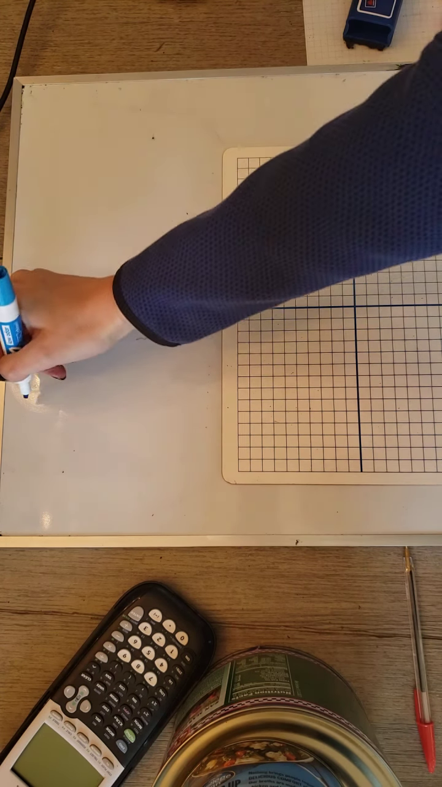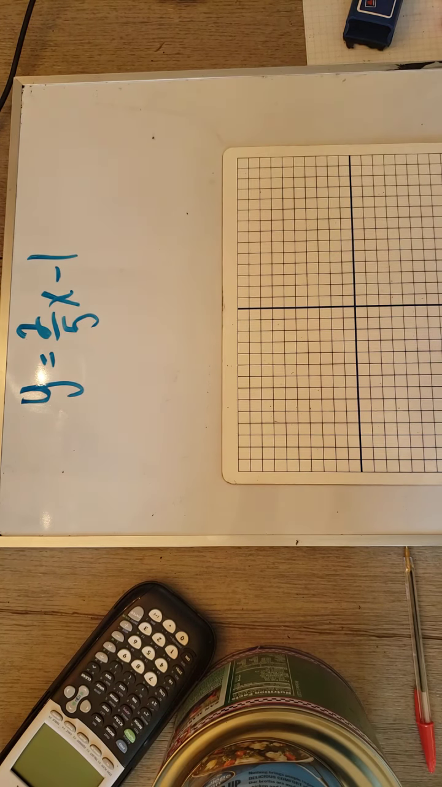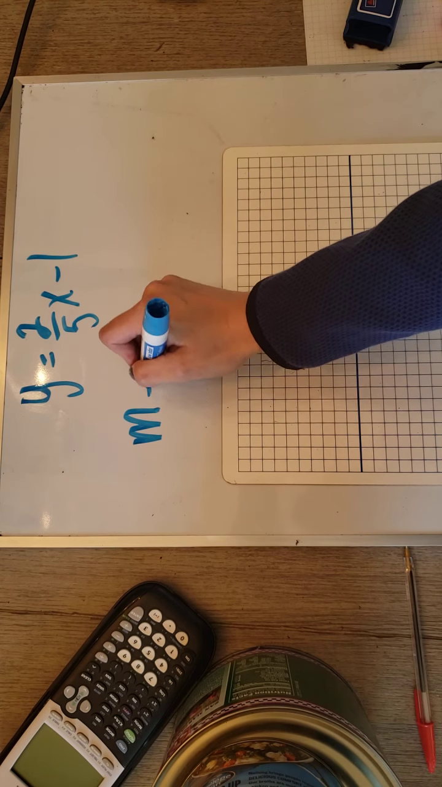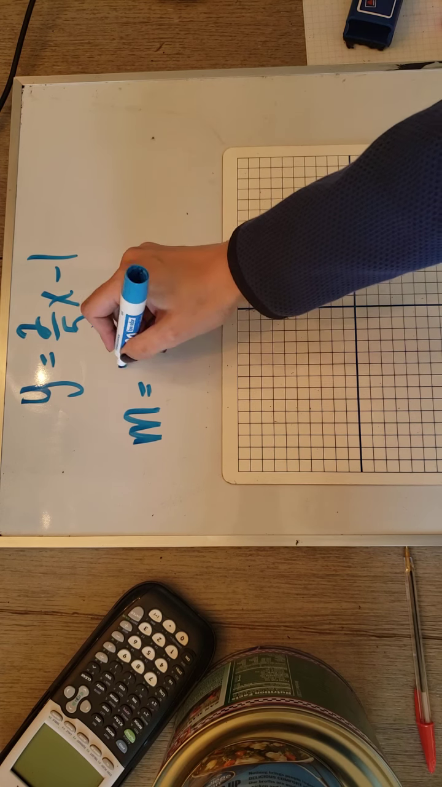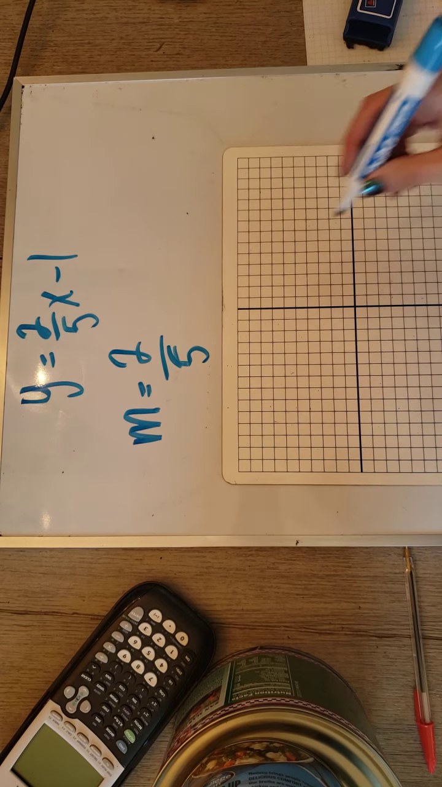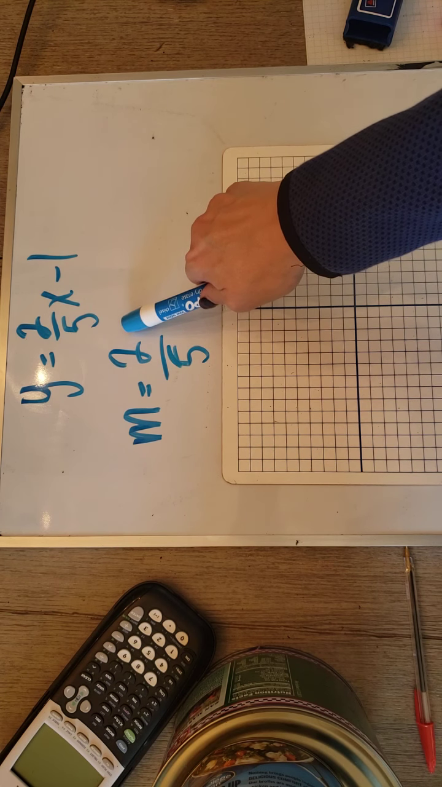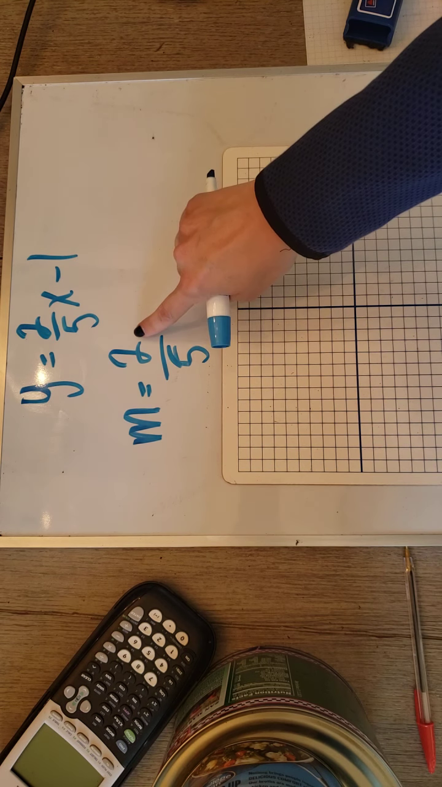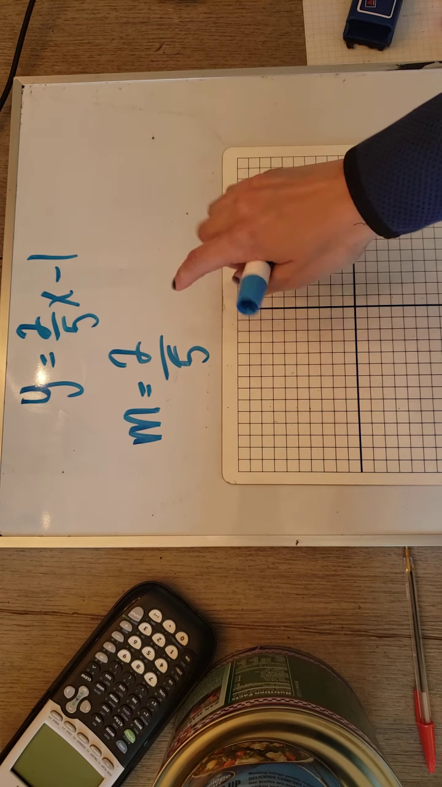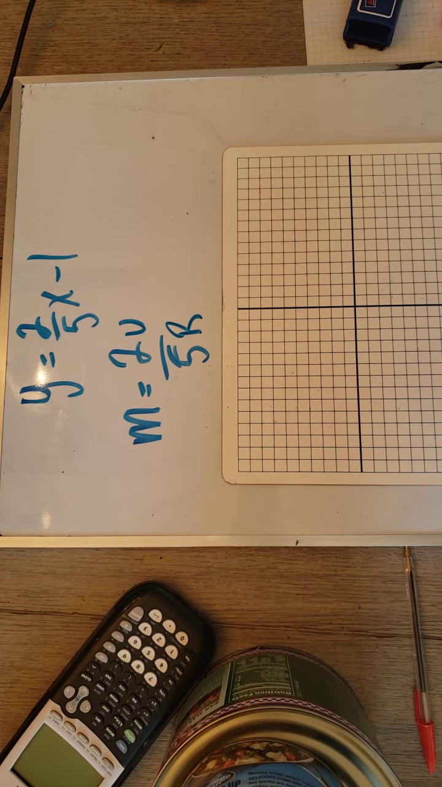So the first equation is y = 2/5 x - 1. First thing you want to do is identify your m. Your m is what's attached to your x, so in this case, it's 2/5. Remember, your top number tells you if you're going up or down. Your bottom number tells you if you're going left or right. Because the 2 is positive, you know you're going up. And since 5 is positive, you know you're going right.